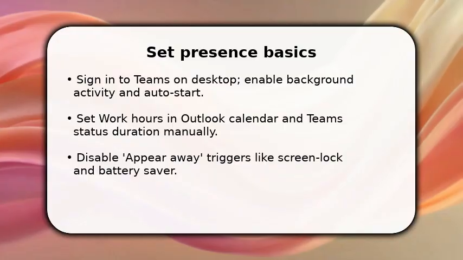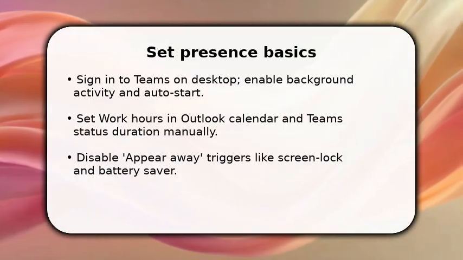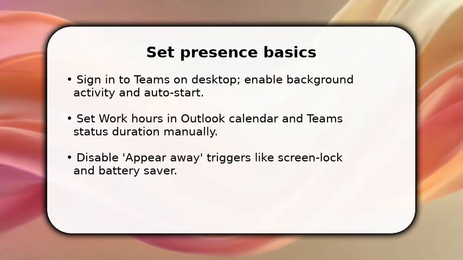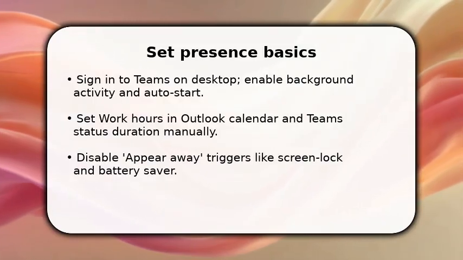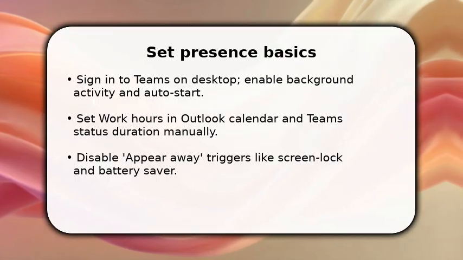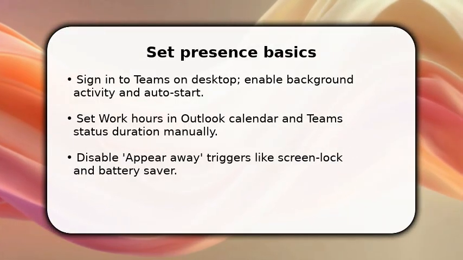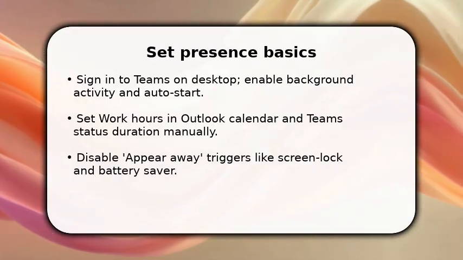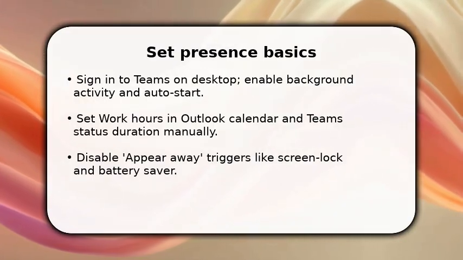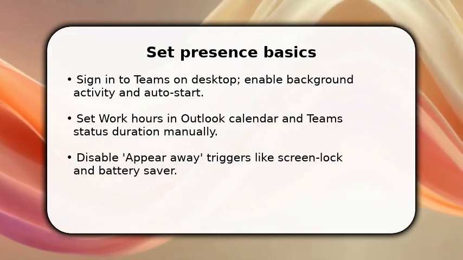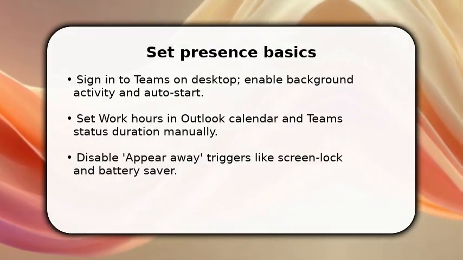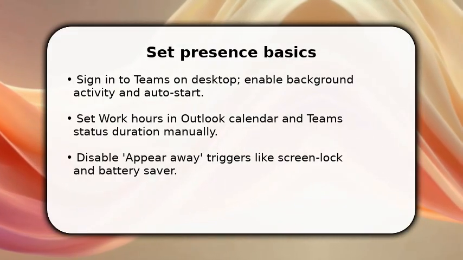Enjoy the video. You start by making Teams the priority app. Sign in on desktop and enable auto start so Teams stays active. Once signed in, turn on background app permissions and disable system power settings that suspend apps. Then set your work hours in Outlook and adjust status duration inside Teams. This tells the service when you intend to appear available.